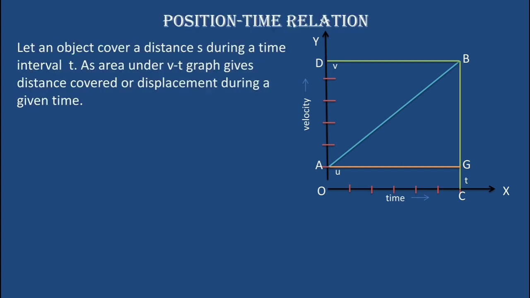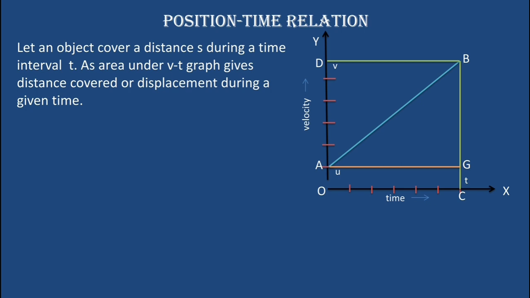Now we have the second equation of motion, which is also known as the position time relation. For its derivation we have taken the same graph as we used in the first equation of motion. So let an object cover a distance s during a time interval t. As we know that the area under the velocity time graph gives us the magnitude of displacement, or we can say the distance covered, because we have considered here the motion is along a straight line in a given direction. So distance and displacement both are equal.